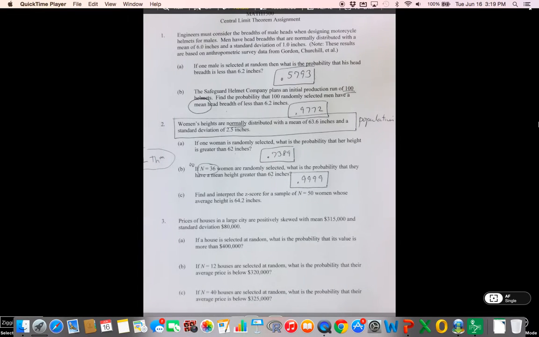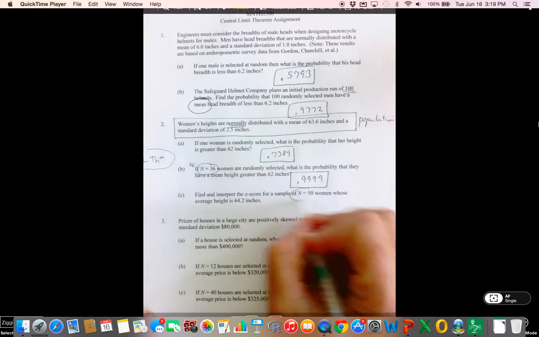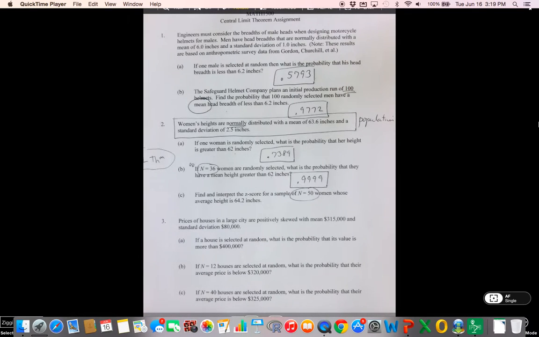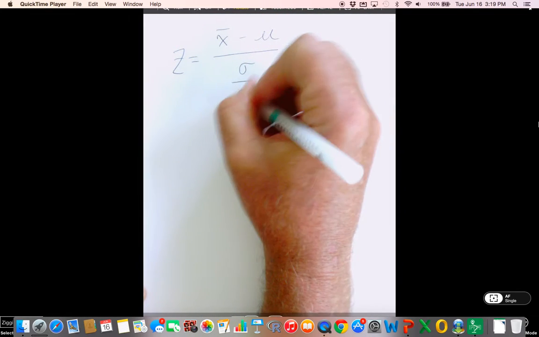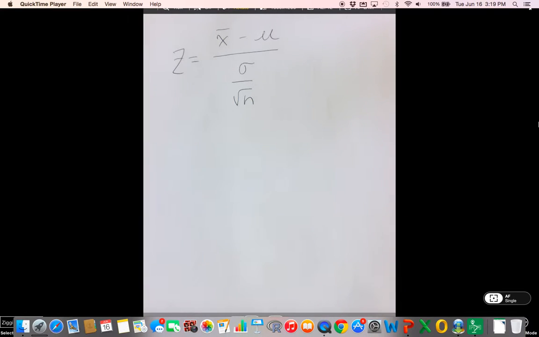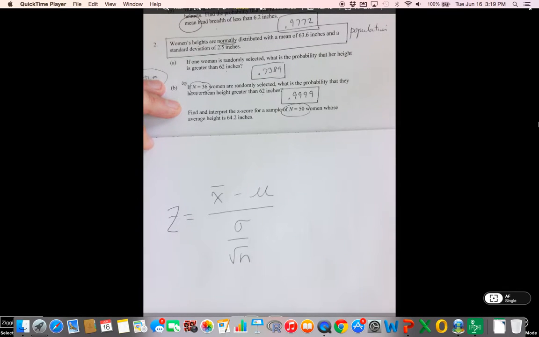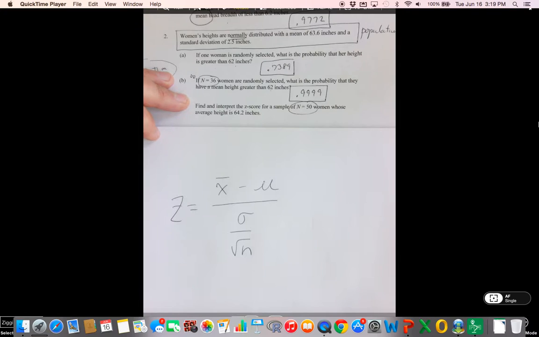All right, next thing, find and interpret the z-score for a sample of n equal 50 women. Well, guys, that tells me that I've got the new type of stuff that I'm working. So I have to look at the new type of z-score for this new type of problem. Remember that the new type of z-score took the sample mean minus the population mean, divided by sigma over the square root of n. Now, I don't know if you guys can see this or not. Maybe I need to work it this way. Yeah, you guys should be able to see that.